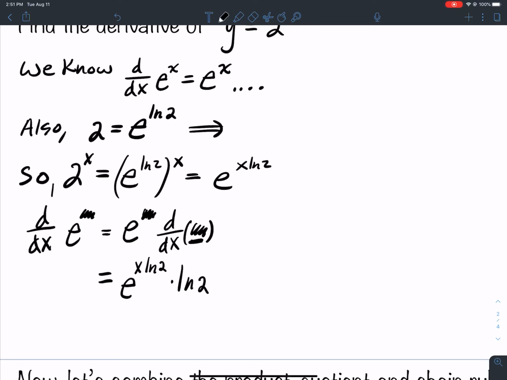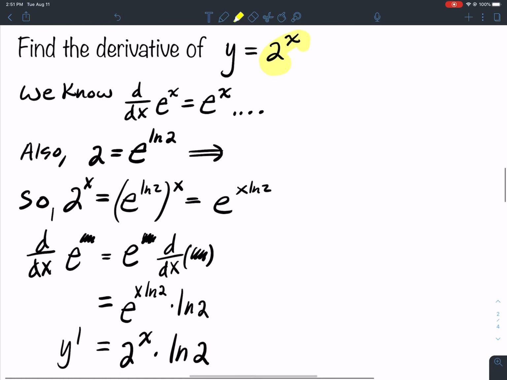All right, now, what do we know here that we can use to simplify? Well, we know that this right here can be rewritten as e to the ln 2 raised to the x. And what do we know that e to the ln 2 is equal to? That's equal to 2. So this is the same thing as saying 2 to the x, okay? So the derivative of 2 to the x is 2 to the x multiplied by ln 2, all right? So that's the derivative of 2 to the x.